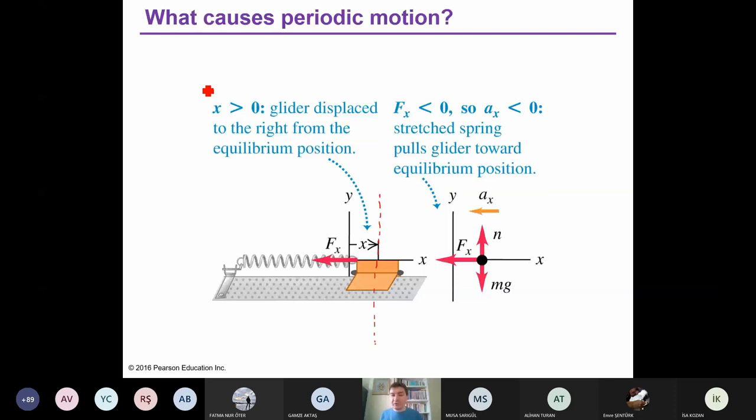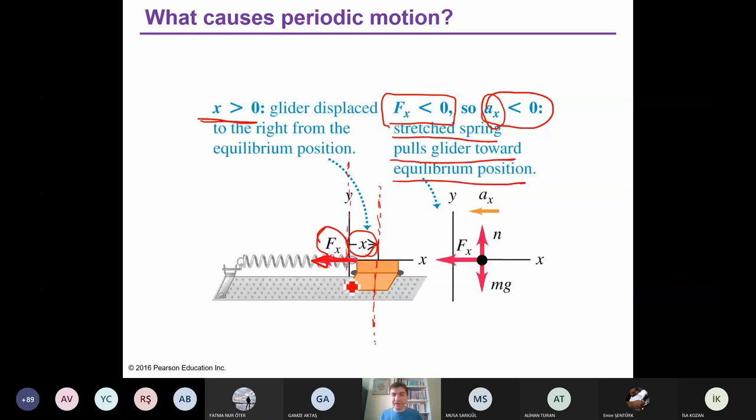So then what about the force Fx applied by the spring? The spring will apply this kind of force along the negative x direction, Fx here, okay? And due to this force applied by the spring on the glider, we will have an acceleration, okay? We have net force and we have acceleration, and acceleration is also along the force, along the negative x direction. So then the stretched spring pulls the glider toward the equilibrium position. This x is zero is the equilibrium position, and this force applied by the stretched spring on the glider pulls the glider to the equilibrium position.